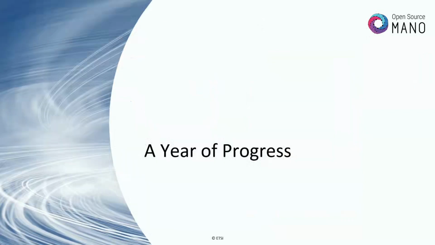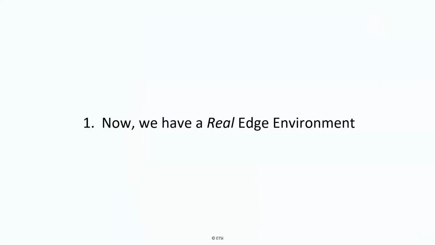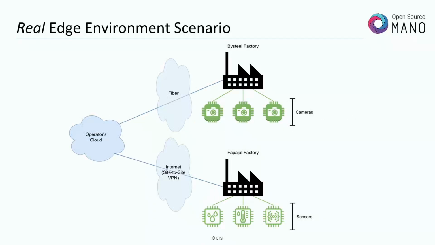With this in mind, we obviously made some progress since last year, and I will now try to provide the main progress that we have made. Probably the main progress was that we now finally have a real edge environment. Last year's presentation was mostly based on results that we were having in a cloud setting because we didn't have access to the real edge. But now we are working with two factories, the Bysteel factory and the Fapajal factory in Portugal, which have a lot of edge equipment. One of them has a lot of cameras and the other has a lot of sensors.